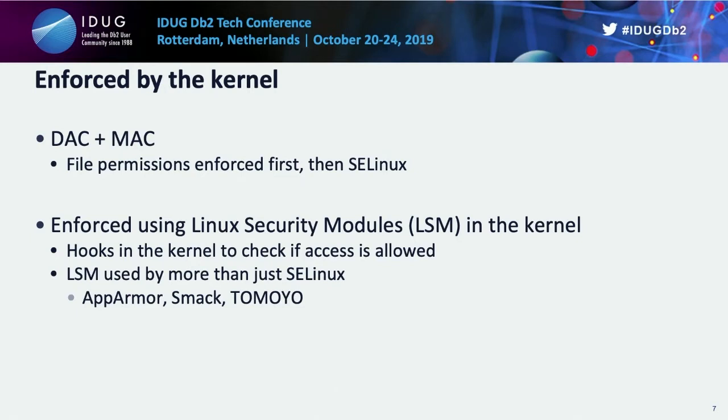In terms of the discretionary access control, those fire first. So if you're reading a file, you still need file permissions. It's not a replacement. The kernel checks those first, and then it checks the SELinux policies on top of that.